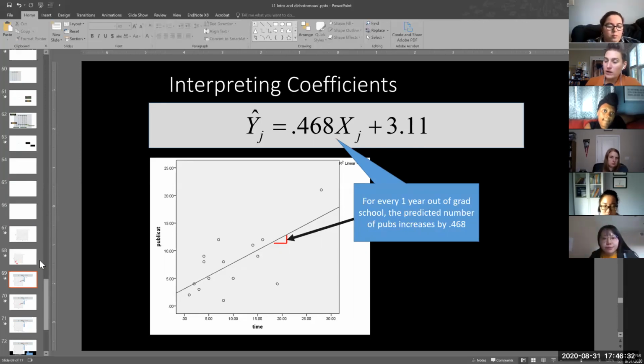And it doesn't matter where I go on this prediction line. Wherever I go, it's still 0.468. The slope is the same the whole way across. Between year 5 and year 6, they're still publishing half a paper. Year 6 and year 7, still half a paper.